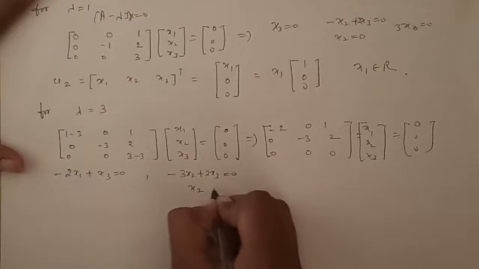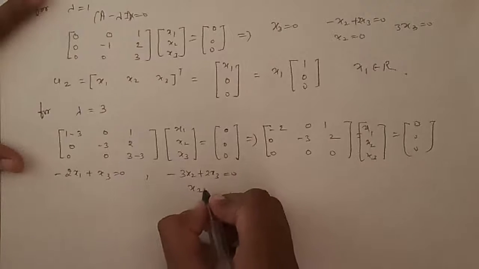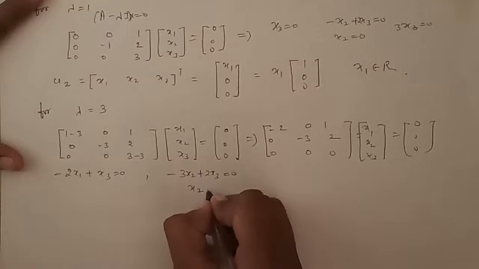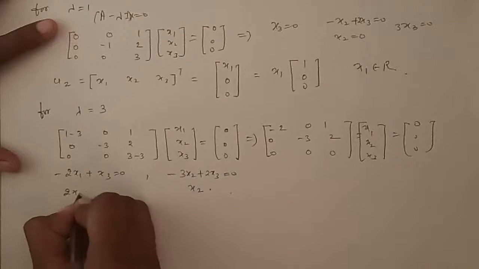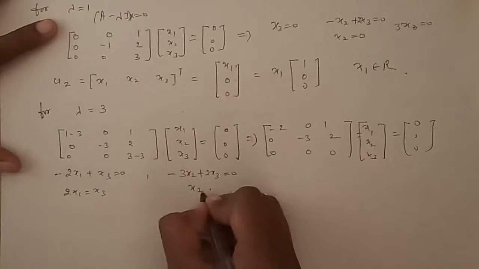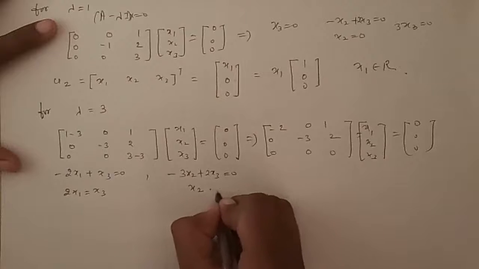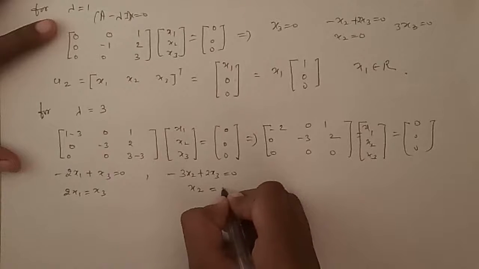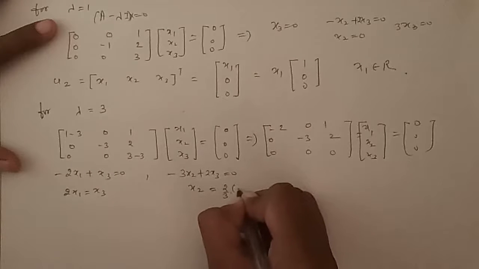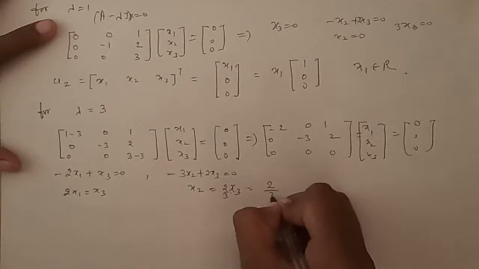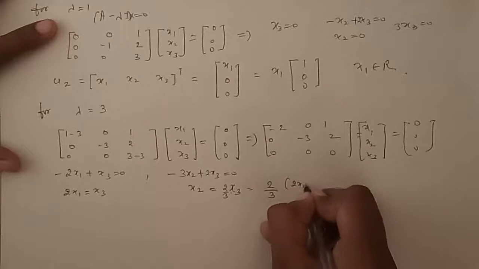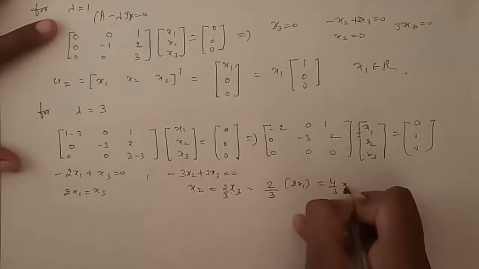So x2 is equal to, we can write, first of all 2x1 is equal to x3. Then from this we can write x2 is equal to 2 by 3 x3, but x3 is what? 2x1. So 2 by 3 times 2x1, this implies 4 by 3 x1.